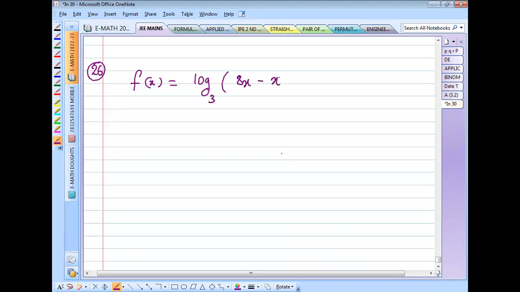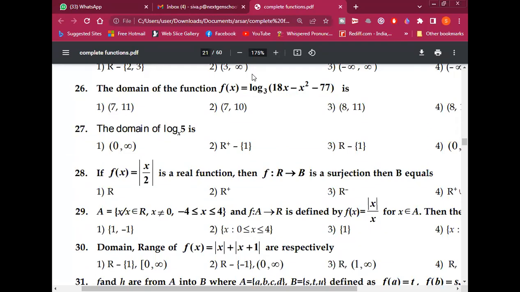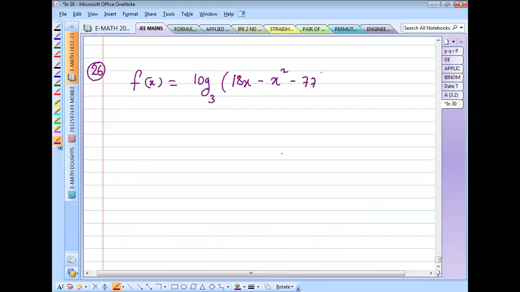Eight x minus x square. What was that? 18x minus x square minus 77. 18x minus x square minus 77.